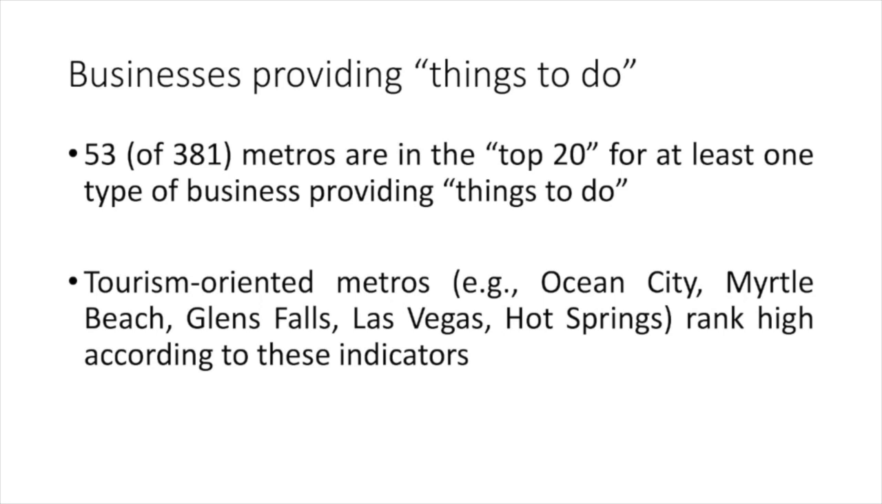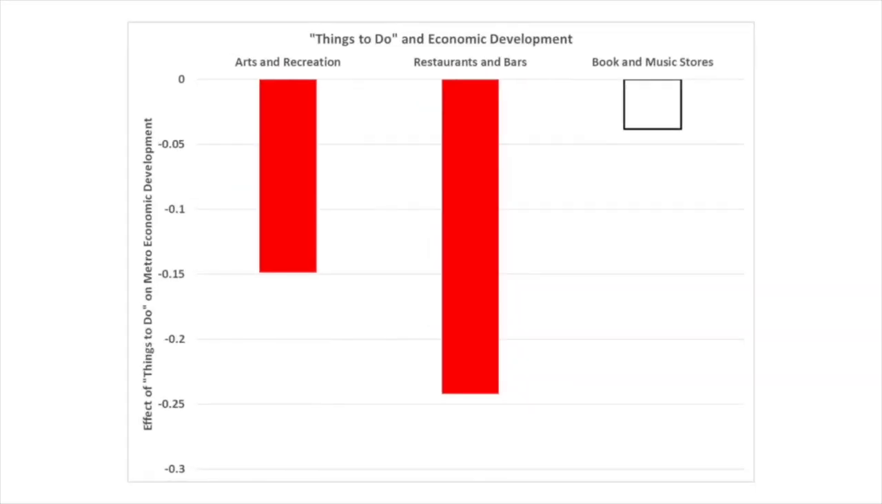But when scanning the top 20 lists, I noticed a lot of metropolitan areas that rely heavily on tourism, places such as Ocean City, Myrtle Beach, and Las Vegas. So with all of that as a backdrop, let's look at the relationship between the economic development of U.S. metropolitan areas and businesses that provide something to do.